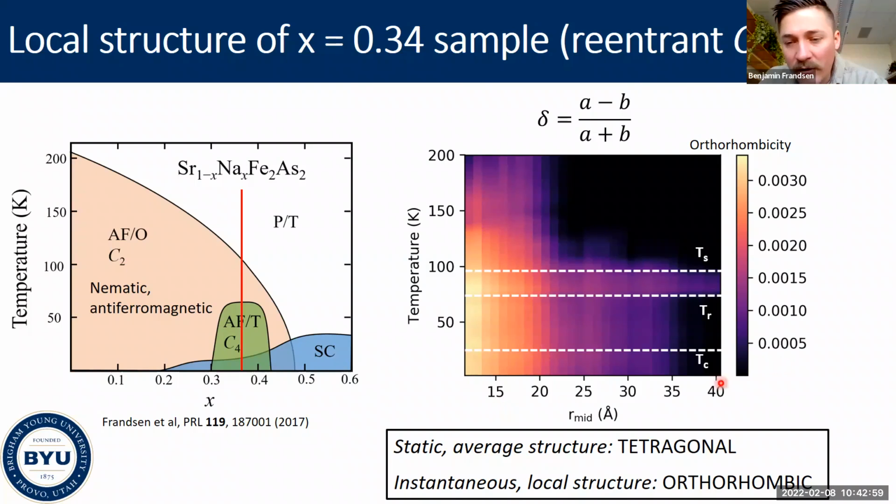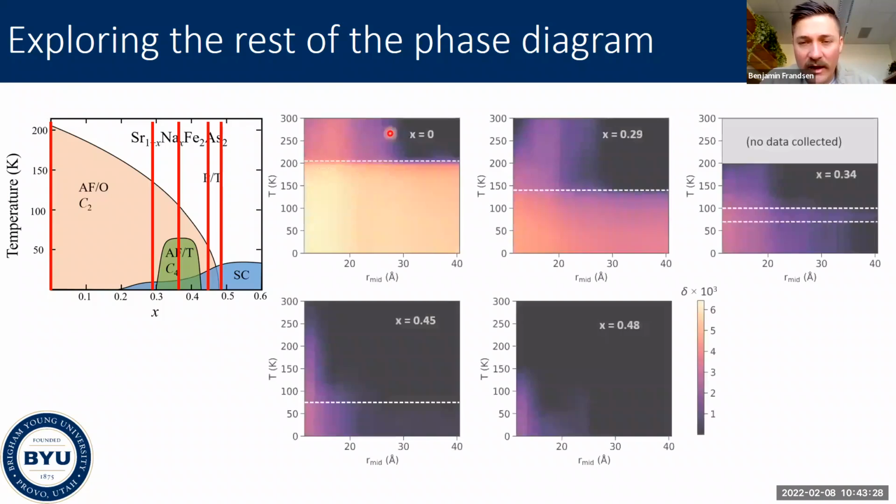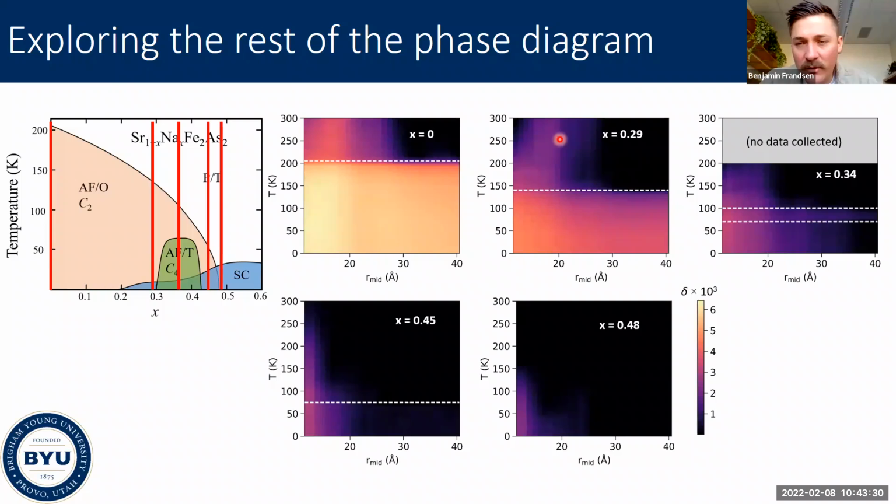When we go out to higher length scales, now we see the clear transition from tetragonal to orthorhombic and back to tetragonal. But at lower length scales, it's actually orthorhombic at all temperatures. So this is a useful way to see at a glance what is happening, where these short range nematic fluctuations are present. And we can actually do that for a bunch of different compounds across this electronic phase diagram. And we see that nematic fluctuations are present ubiquitously.